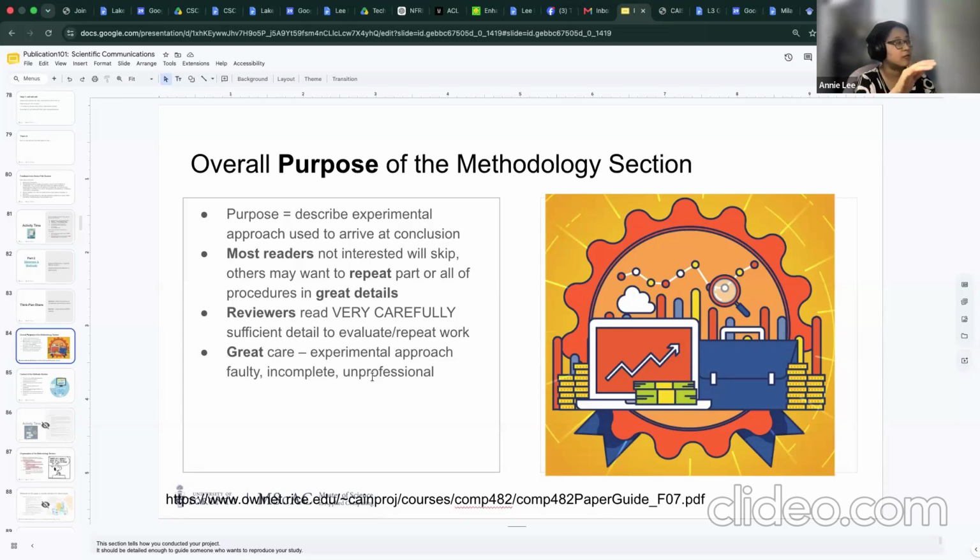Make sure that it's not faulty, there's nothing incomplete, it's not unprofessional. Usually I say write it out in as much detail as you can. And then once you finish the paper, you'll be like, oh, we're over. If you're over, you can start moving things to the appendix. But always in a first draft, just write. It can be 100 pages, we're okay. We can always cut it down. But always write as much detail as you can.